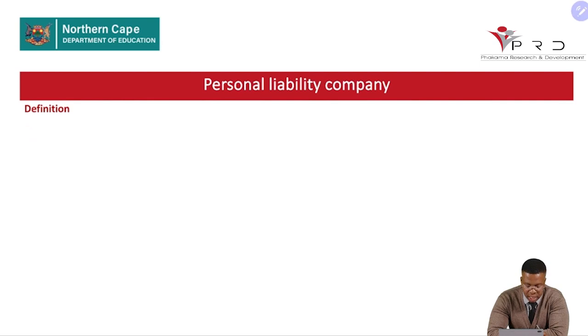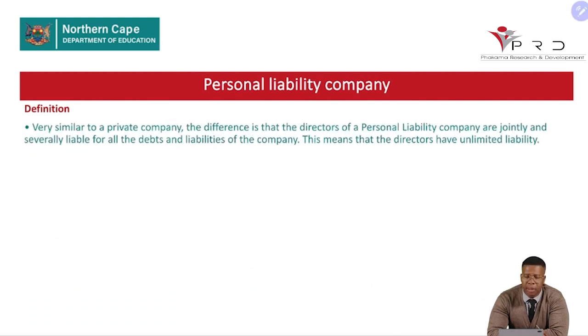Then we have personal liability company. This personal liability company is very similar to now a private company. The difference is that the directors, remember I explained that directors are the individuals who run the company on a day-to-day basis, and then they are appointed or voted for by the shareholders. So the difference there is that directors of a personal liability company are jointly and severally liable for all debts or liabilities of the company.